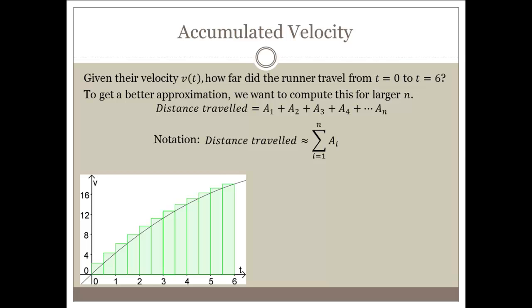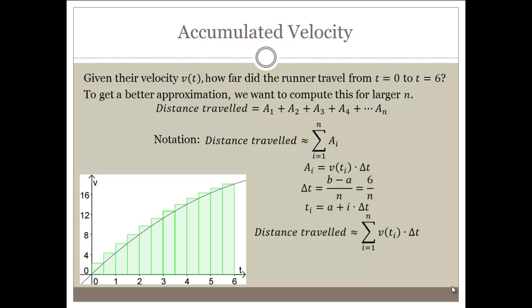But on the last page, we figured out how to calculate each of these Ai's. We said that Ai is the velocity at Ti times delta t, where delta t was the length of our entire interval, b minus a, divided by n, or in this case, 6 divided by n. And Ti is our starting point A plus i times delta t. So we get that the distance traveled is roughly the sum from i equals 1 to n of v of Ti times delta t.